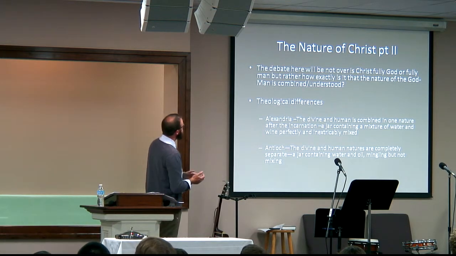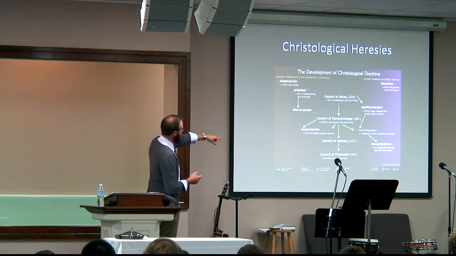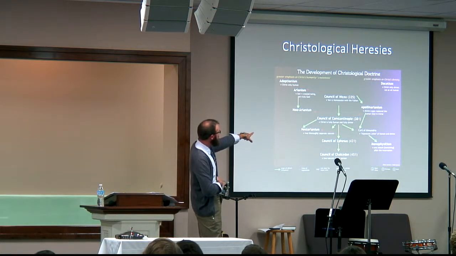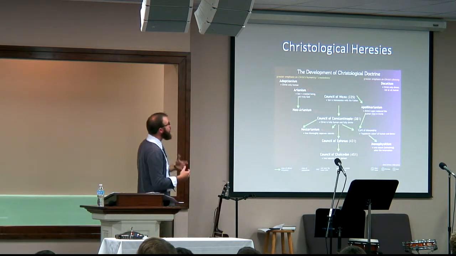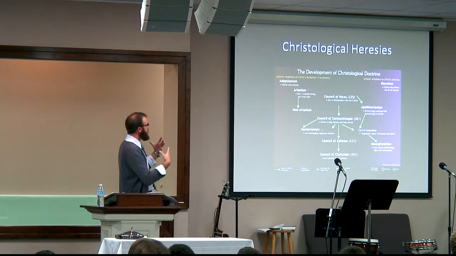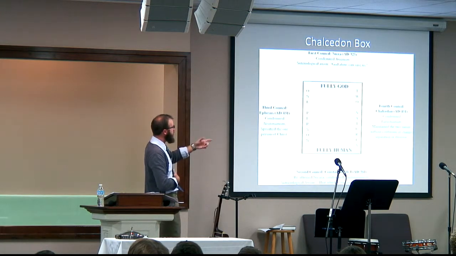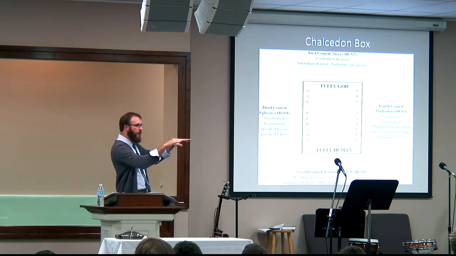Next slide. All right, here's another slide so you can see that Nestorianism is going to come out of the Council of Constantinople, and Monophysitism is going to contradict this, and then we're going to have two more councils that it takes to undo or figure all this out. Next slide. And here's the Chalcedonian box. This kind of gives you an idea of how it all works.